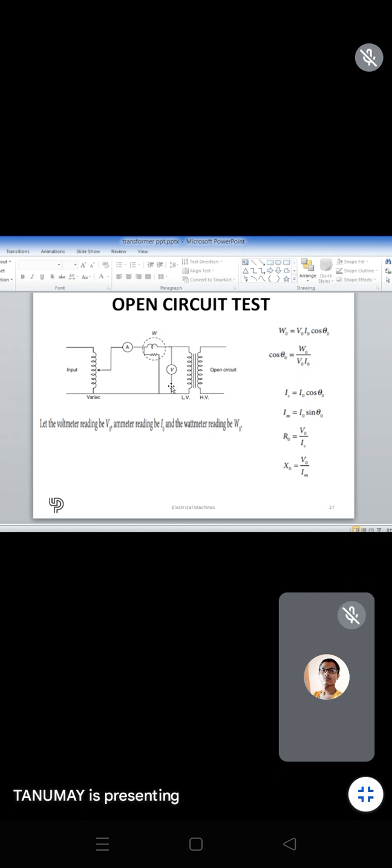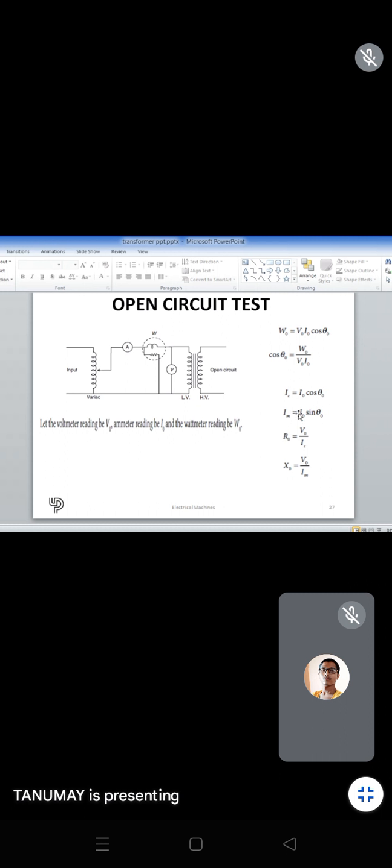You connect the transformer with an ammeter first, then in series a wattmeter, and you connect one voltmeter in parallel with the supply line. So you will get different readings of the wattmeter. What is the wattmeter reading, or power? That is W0, and you will get the supply voltage V0. You will get I0 from the ammeter. So you know the values of W0, V0, I0. What is power? W equals VI cos phi. So from this equation you will get the power factor, cos phi0, which equals W0 by V0 I0.